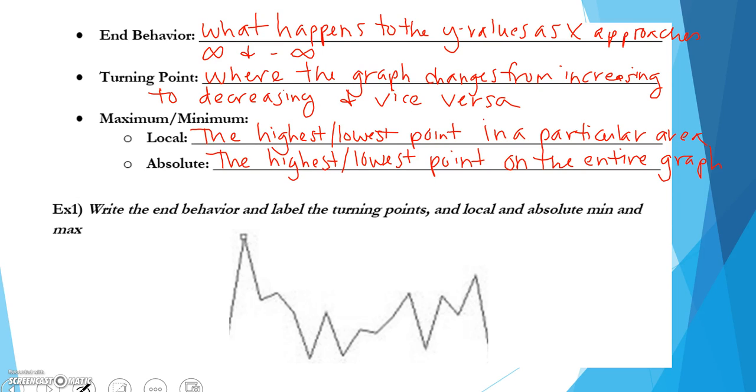So today we're going to learn about end behavior. That is what happens to the y values as x approaches infinity and negative infinity. A turning point is where the graph changes from increasing to decreasing and vice versa. And then there's maximums and minimums.